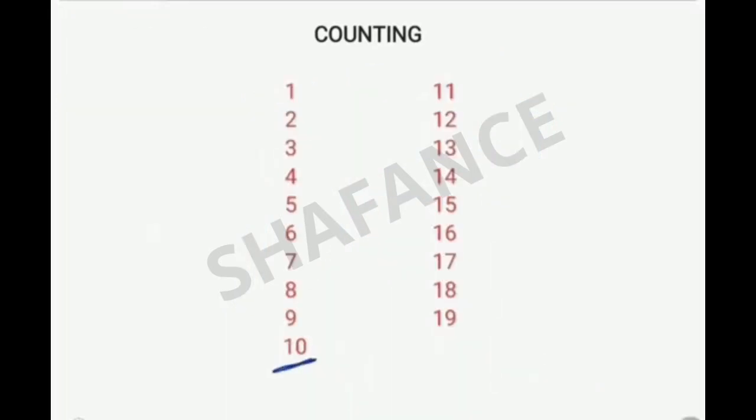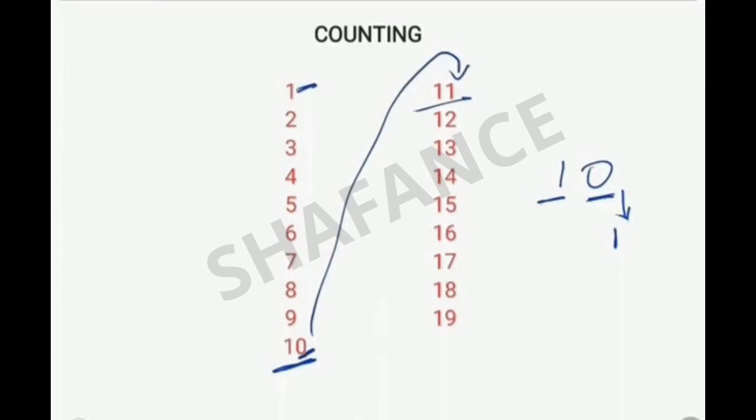So now after 10, on the rightmost place, we have to now increase. So therefore, there comes 11. On the rightmost place, there is 0. And from 0, if we increase 1, it becomes 1. And on the left side, there's already 1. So 11 comes. And thereafter, we have to increase the rightmost place. From 1, we increase plus 1. 1 becomes 2. So the number becomes 12.